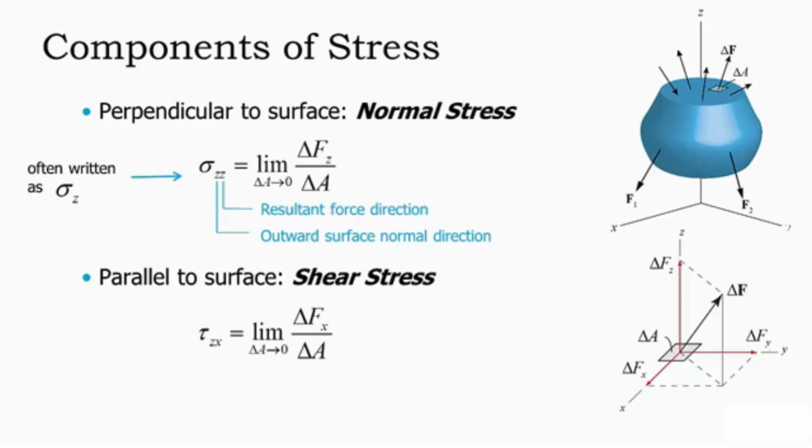So that is the limit of delta Fx divided by delta A as delta A approaches zero. We use the same subscript notation here, so the first subscript, z, refers to the outward surface normal direction, and the second subscript refers to the resultant force direction, which is in the x direction. Similarly, we get a second shear stress component that the resultant acts in the y direction. We call this tau zy, and it's the limit of delta Fy over delta A as delta A approaches 0.